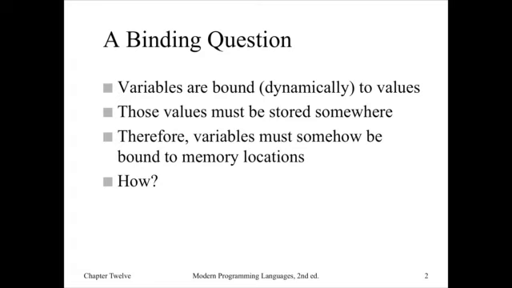We've talked a lot about binding, right? The notion that there are values that get bound to variables, at various times and in various ways. We've talked about a lot of those kinds of things. Well, obviously those values have to go somewhere. They have to be in memory. And so therefore the variables have to somehow be bound to memory locations, back to this concept of binding. The burning question is, how do you do that?